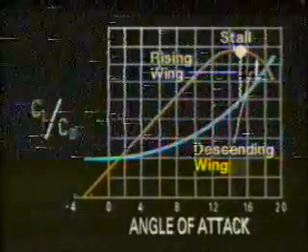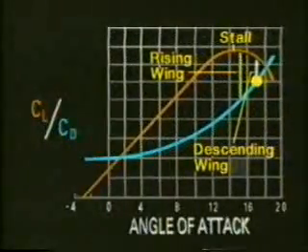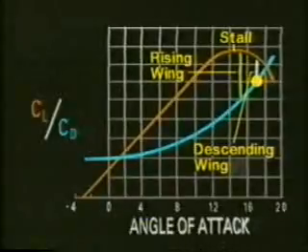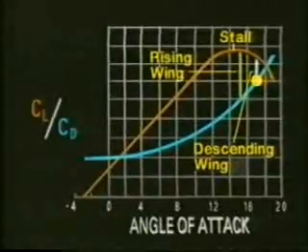At the same time, the descending wing encounters a greater coefficient of drag than the rising wing. The combination of forces creates a continuous rolling and yawing motion called auto-rotation. The airplane descends vertically while rolling and yawing until recovery is accomplished.